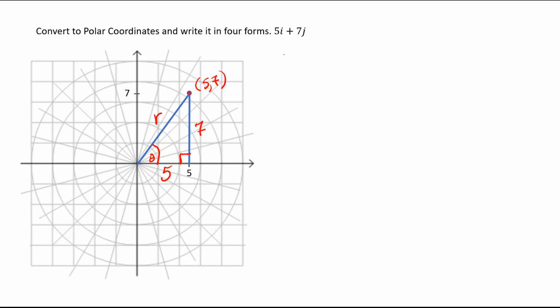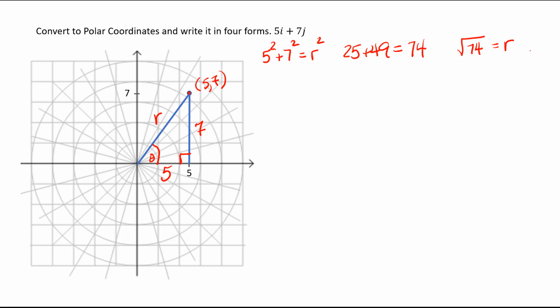So we will use the Pythagorean theorem to find r. So 5 squared plus 7 squared equals r squared. 25 plus 49 is 74. And so r is the square root of 74.